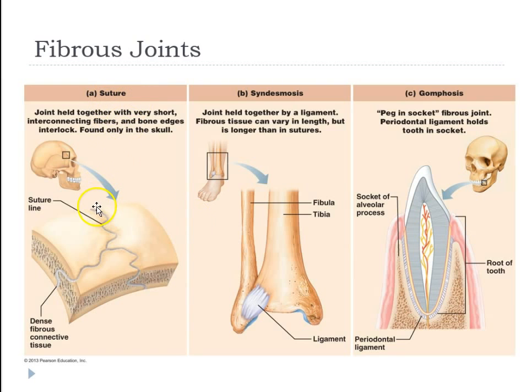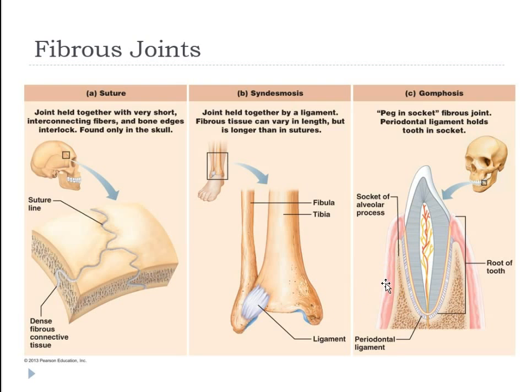The suture makes sense. They're in our skull, and they sort of join one bone to another. The syndesmosis is basically a ligament that's going to join different types of bones together as a webbing or just hold one bone to another. So here you see the bottom of the tibia and the fibula coming together.